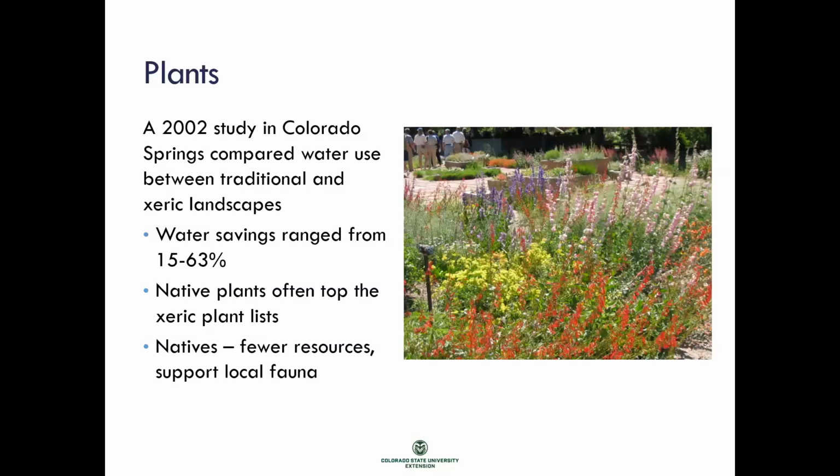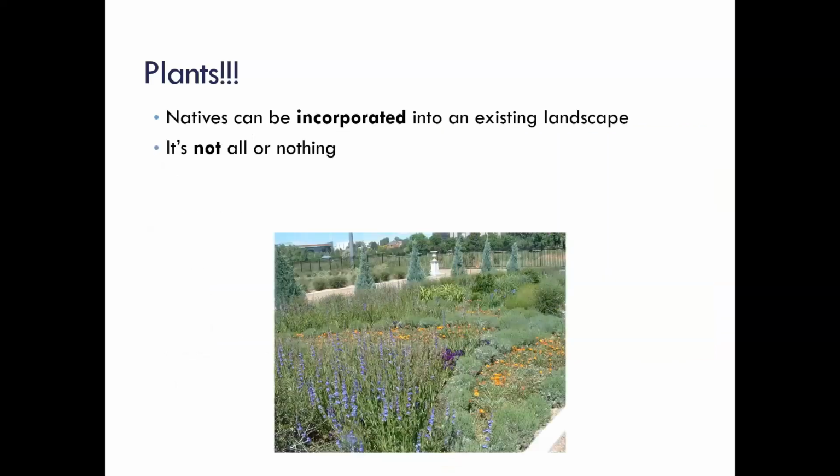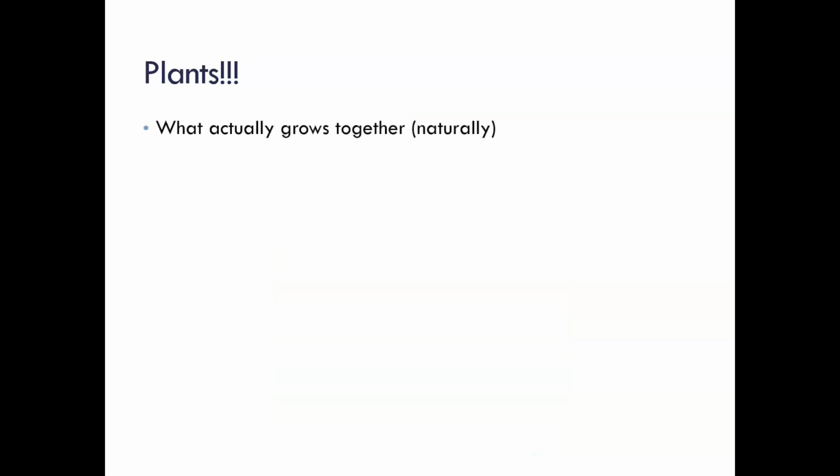And then of course, native plants are going to take fewer resources and they support local fauna, which is so important. Natives can be incorporated into an existing landscape, which is good to know. It doesn't have to be all or nothing. If you move into a place and it's got a full landscape of introduced, typical horticultural plants, and you want to slowly over time create a new design or replace things as they die out with native plants, that's absolutely doable.